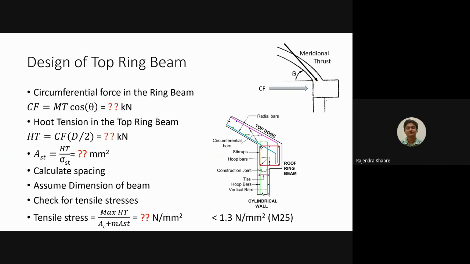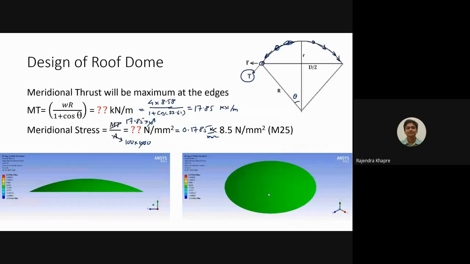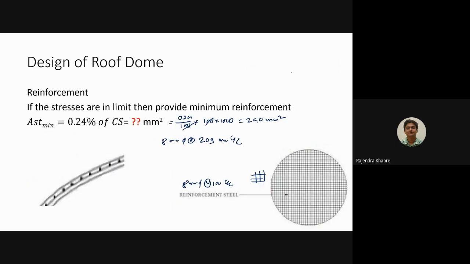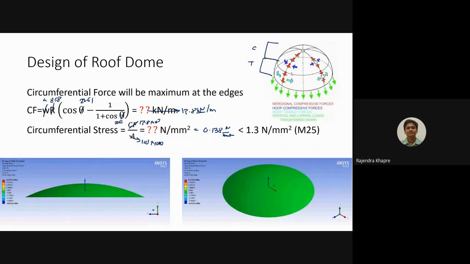So this beam is basically a tension beam, and it is designed to resist the tension. For this purpose we need to know how much tension is there in that particular beam. We have already calculated the meridional thrust. Let me go back. The meridional thrust was coming out to be 17.85 kilonewtons. The theta value was 22.61 degrees.